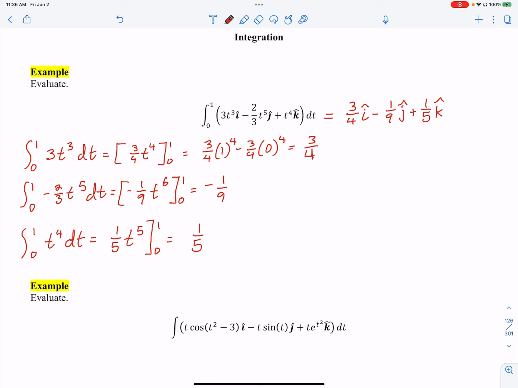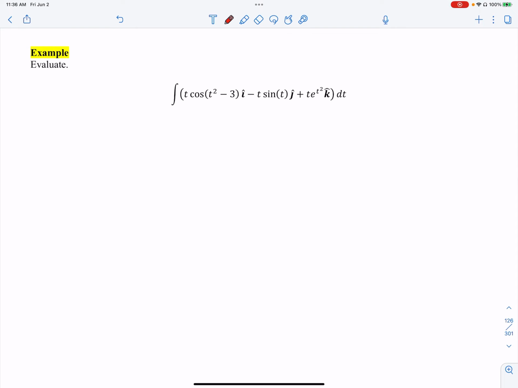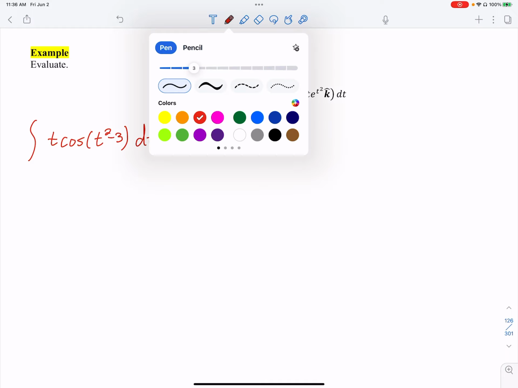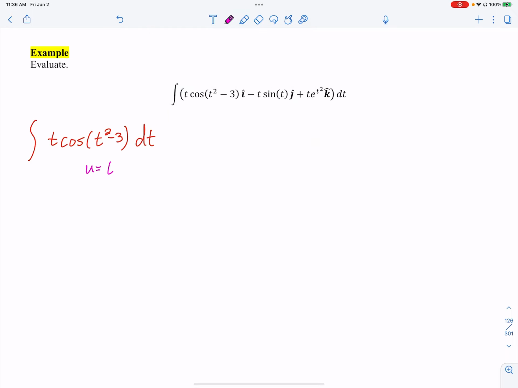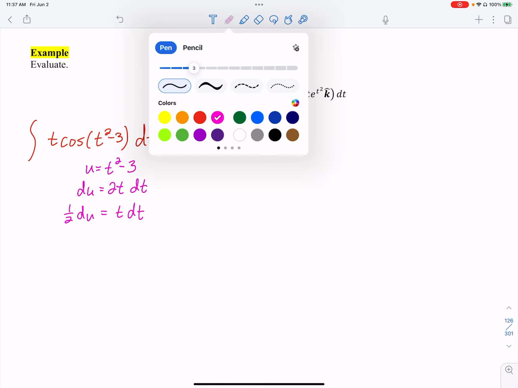All right, let's do another one. This one's going to require a few more methods than the first one did. All right, so breaking this down, let's do the first one. I've got the integral of t times cosine of t squared minus 3 dt. We're going to use a u substitution here. If I let the argument of cosine be u, then my du is 2t dt. I don't have a 2, so I'm going to divide by 2 on both sides. And now I know that I can replace t dt with 1/2 du.